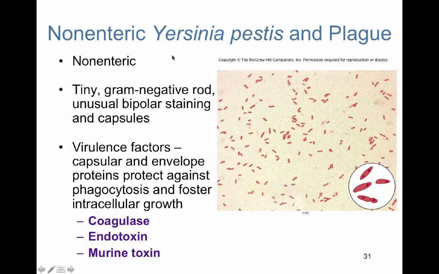Now another gram-negative bacilli here, non-enteric, Yersinia pestis. So Yersinia pestis is the causative agent of the bubonic plague. And I would remember there are a few different virulence factors associated with this microbe. So this enzyme coagulase, endotoxin, and also murine toxin. And so these particular virulence factors will aid in protecting against phagocytosis and allow for the cell to grow at a high rate.